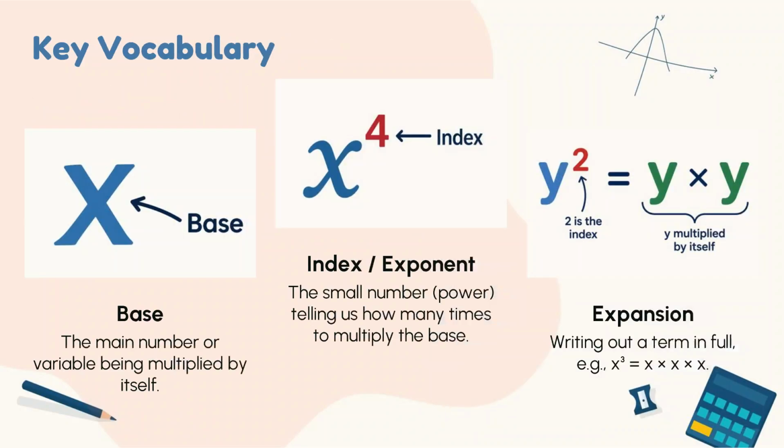Let's begin with the key vocabulary. The base is the main number or variable being multiplied by itself. The index, or exponent, is the small number written above the base. It tells us how many times to multiply the base by itself. For example, in x cubed, x is the base, and 3 is the index. Expansion means writing the term out in full. So x cubed means x times x times x.